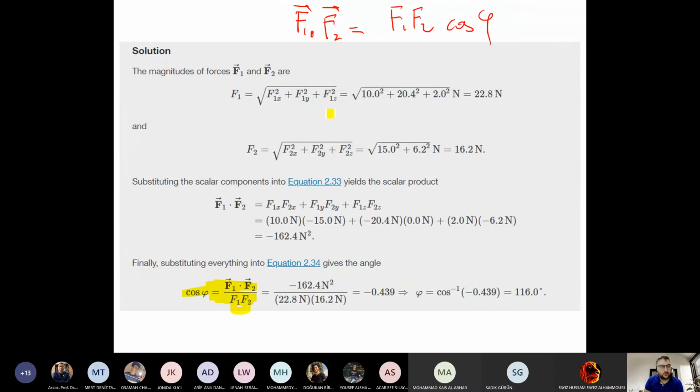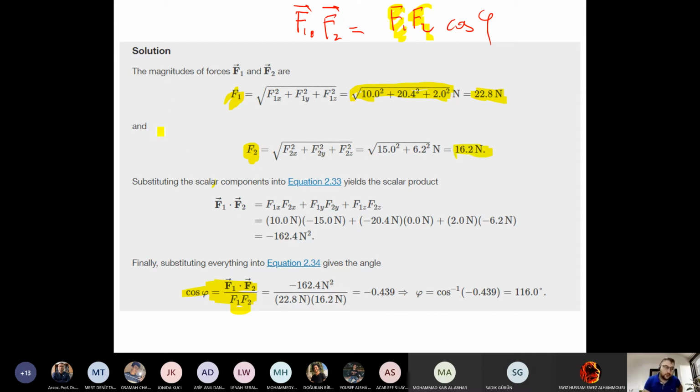First of all, you must find the magnitudes of the vectors. So this is a magnitude, and this is a magnitude. For the magnitude of F1, you must take the square of all components, then sum them and take the square root. The magnitude of F1 is 22.8 Newton. Similarly, do the same for F2. The magnitude of F2 is 16.2 Newton.